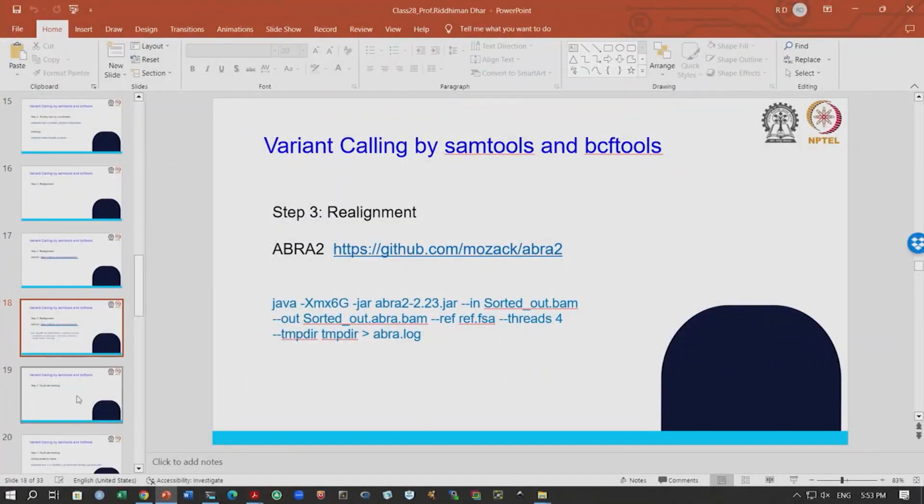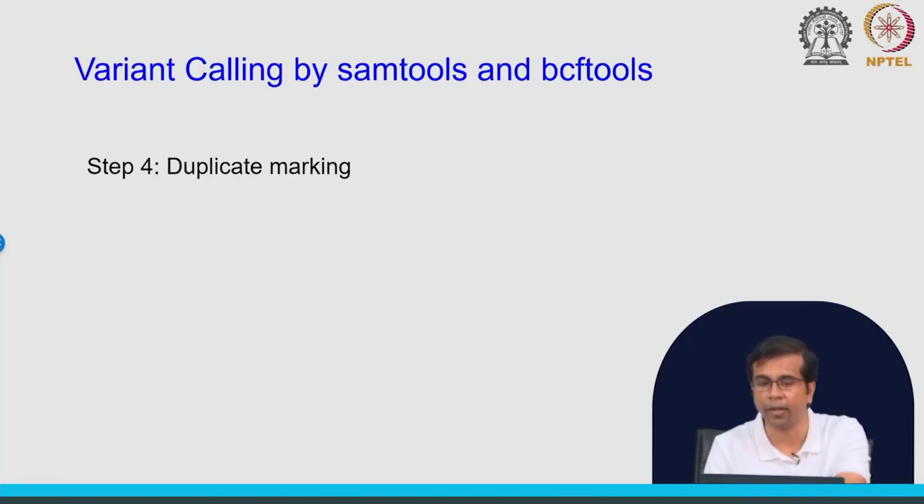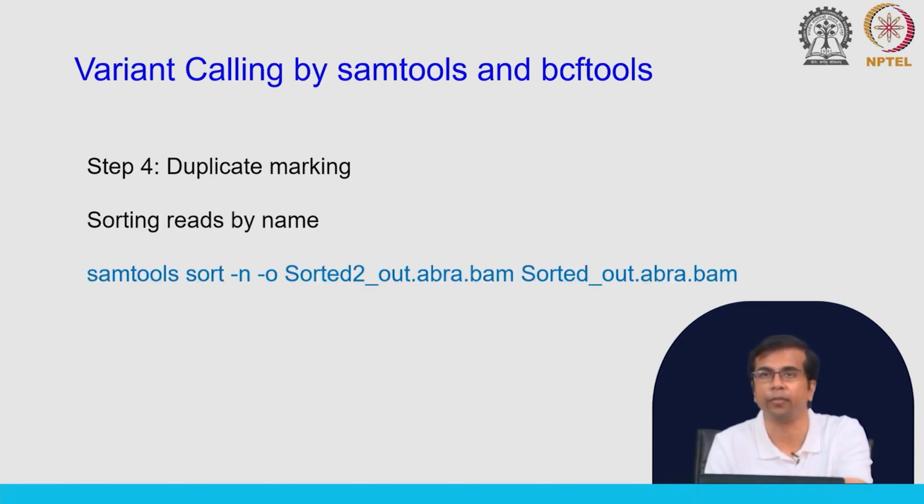So while it's running in the background, let's talk about the duplicate marking part. In duplicate marking, we have to first sort reads by name. When you mark duplicates, the program will look for paired end reads and their locations, and then compare against other paired end reads. That's why you need to first do this sorting by read name.